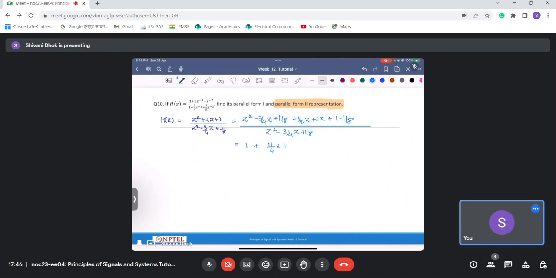So what I have, I consider this: 11 by 4 z plus 7 by 8 upon z minus 1 by 4 into z minus 1 by 2 is equal to a upon z minus 1 by 4 plus b upon z minus 1 by 2, which means what I have here is 11 by 4z plus 7 by 8 is equal to a into z minus 1 by 2 plus b into z minus 1 by 4. So let's say z is equal to 1 by 2.